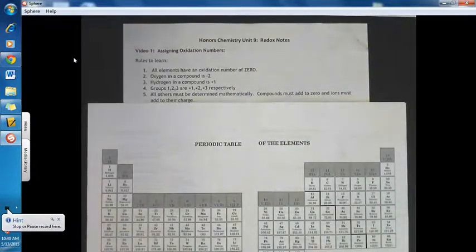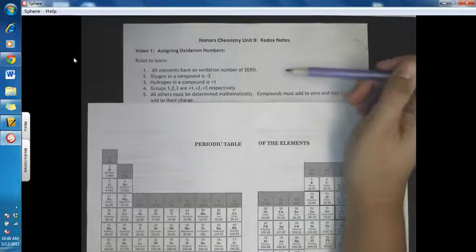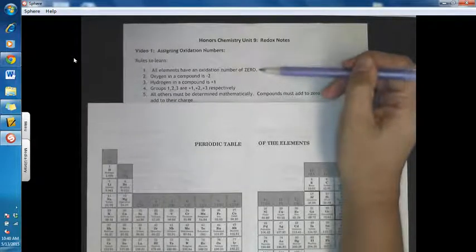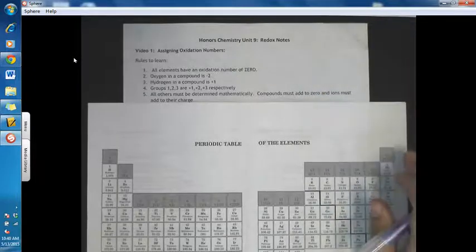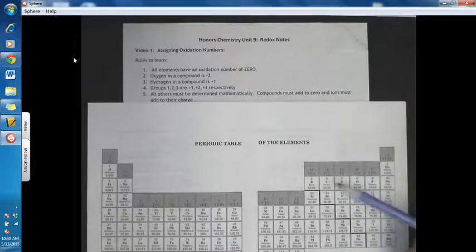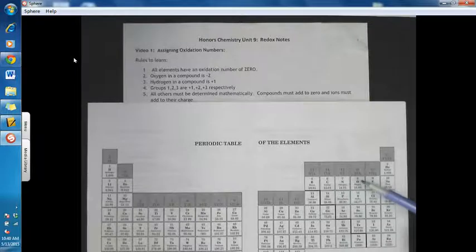This video is on assigning oxidation numbers. So there's some rules that we need to learn for assigning oxidation numbers. First, all elements when they're by themselves have an oxidation number of 0. So on our periodic table, if any of these elements are listed as a reactant or product by themselves, they're going to have an oxidation number of 0.